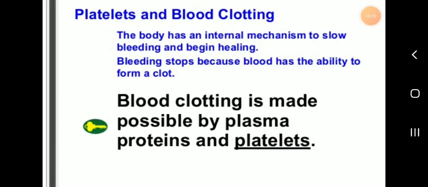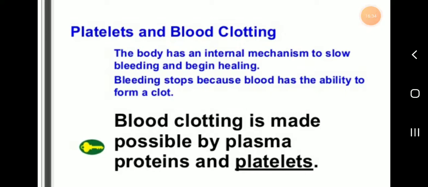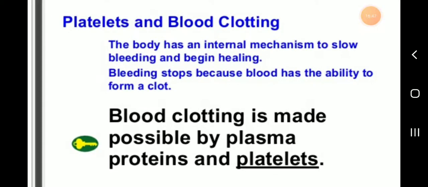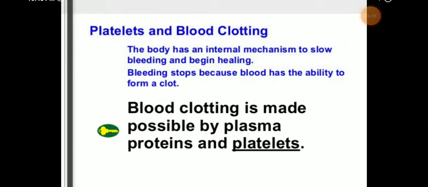Then platelets and blood clotting. The body has an internal mechanism to slow bleeding and begin healing. The bleeding stops because blood has the ability to form a clot. So what are platelets? Blood clotting is made possible by plasma proteins and platelets.